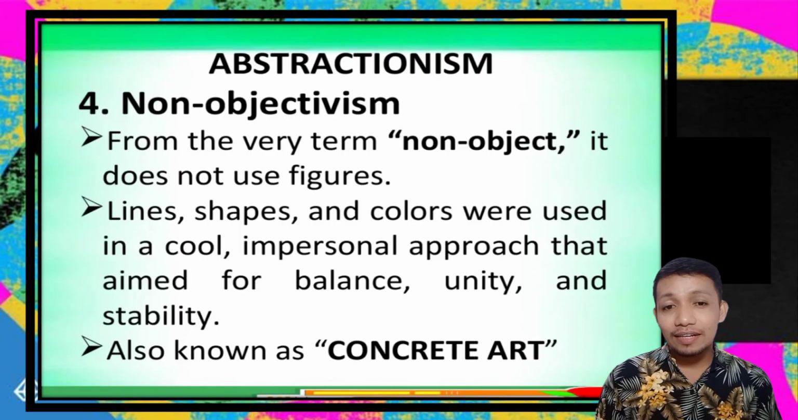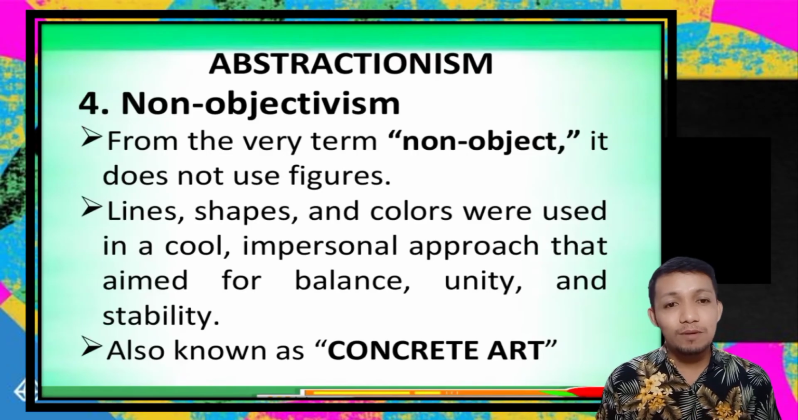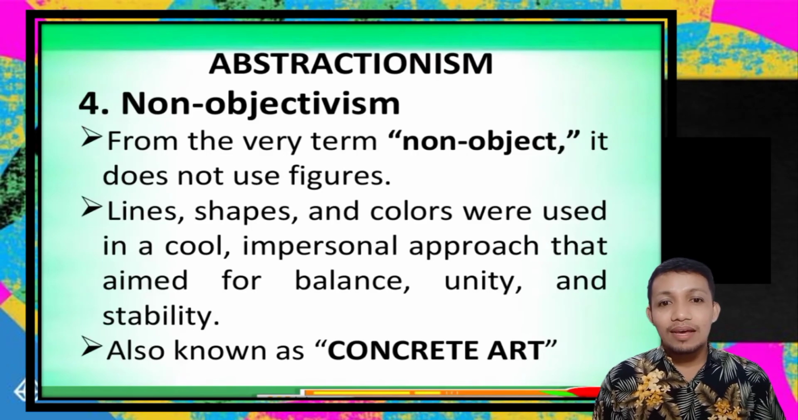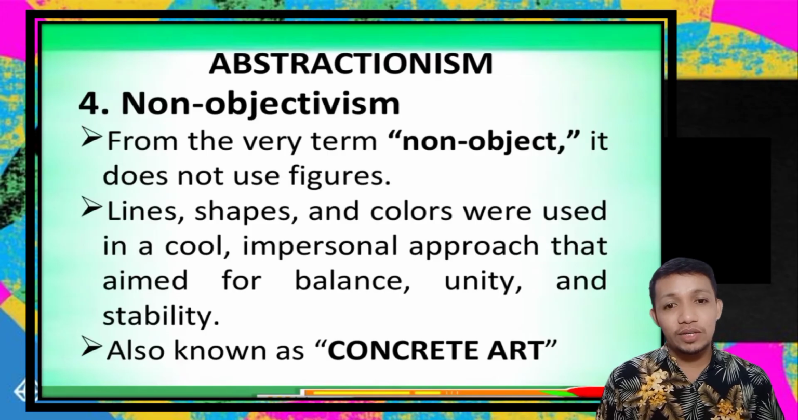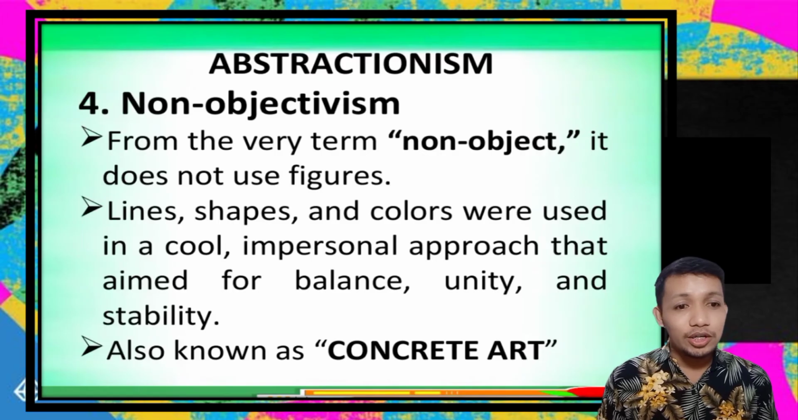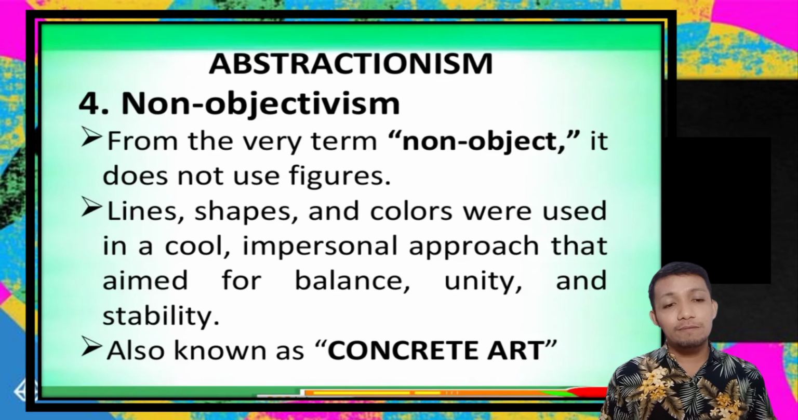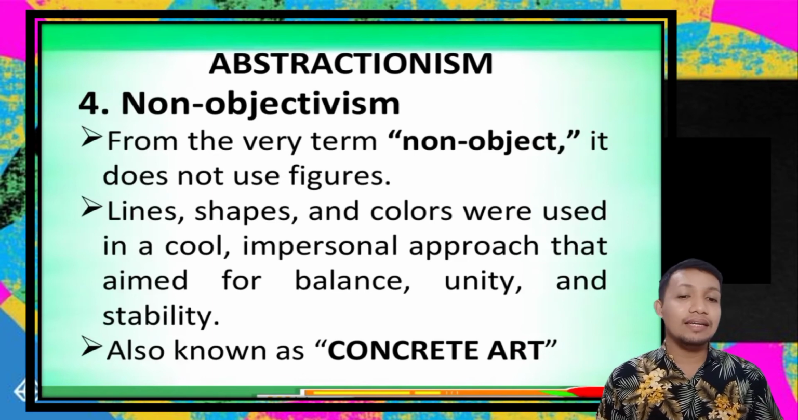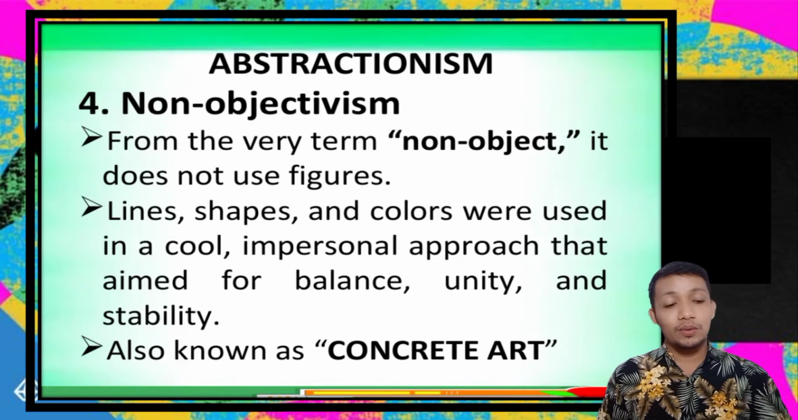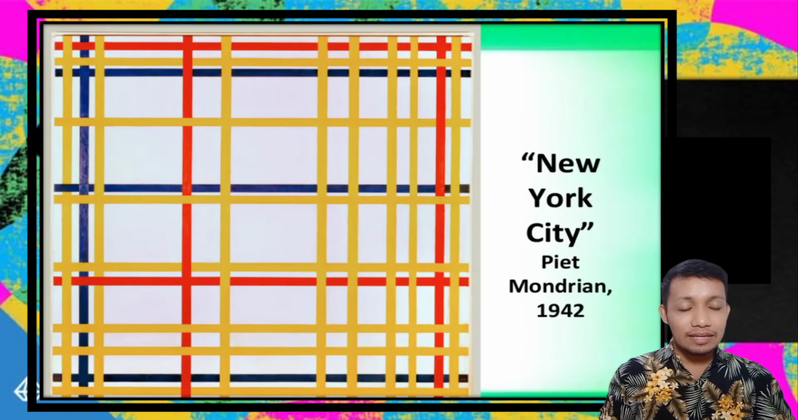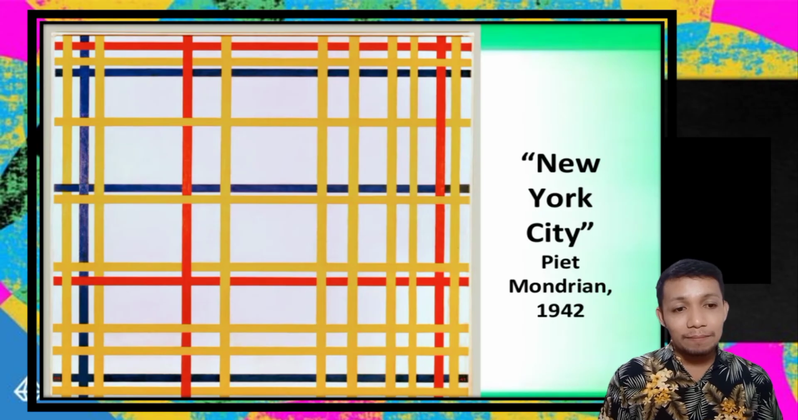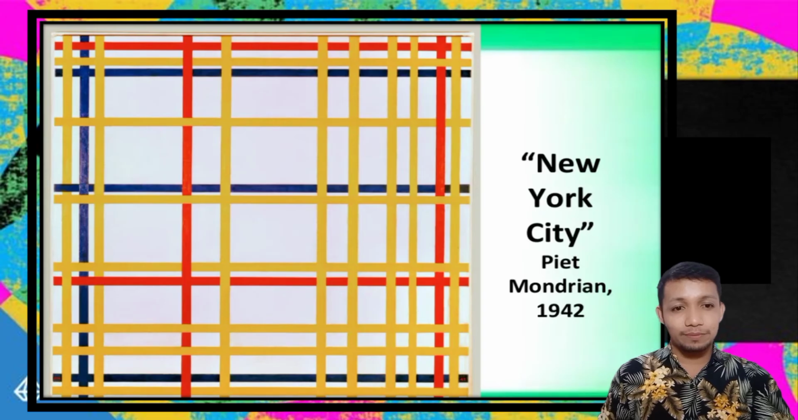And last but not the least, non-objectivism as a subcomponent of Obstructionism. It is from the very term non-object, it does not use figures. Lines, shapes, and colors were used in a cool, impersonal approach that aimed for balance, unity, and stability. It is also known as concrete art. An example of this is this picture. This is entitled The New York City by Piet Mondrian, and this was painted in the year 1942.